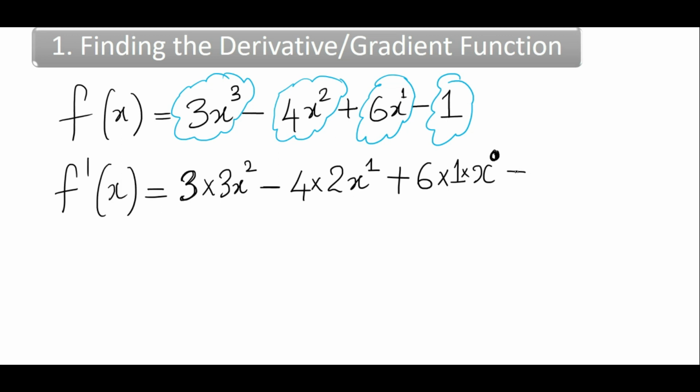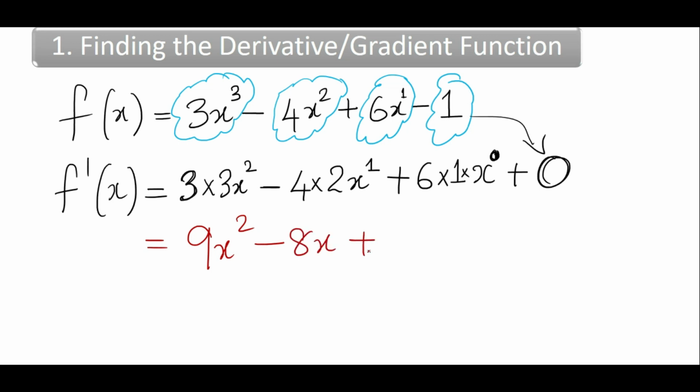And here it's a constant, so you don't have anything there. The derivative of a constant is 0, so just for your information, I will put a 0 here to show you that the derivative of a constant is 0. Now your answer will be 9x squared minus 8x plus 6.